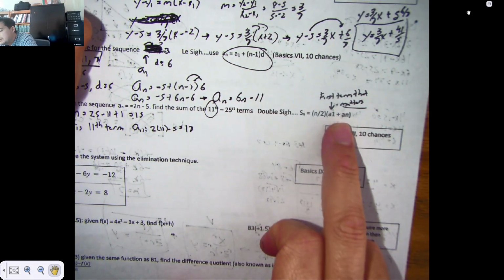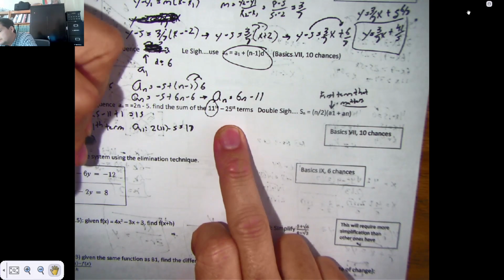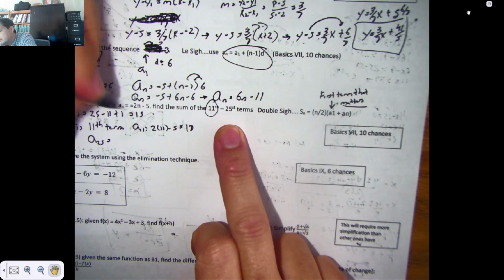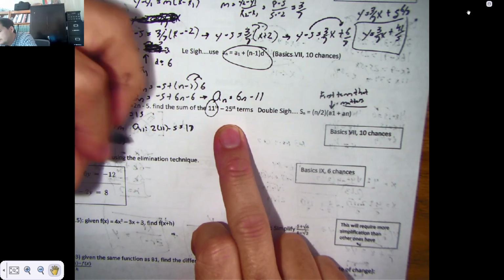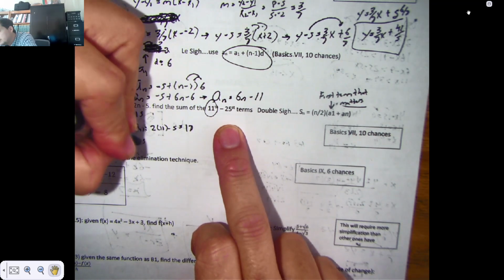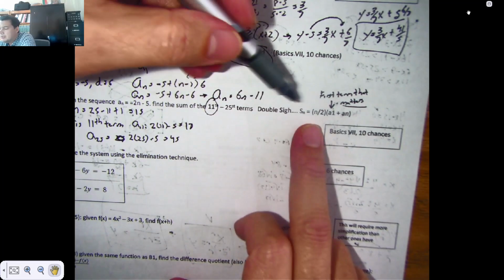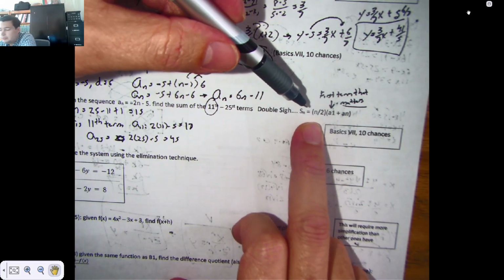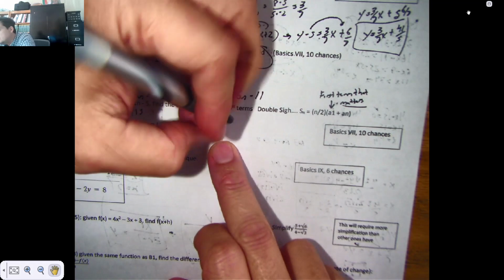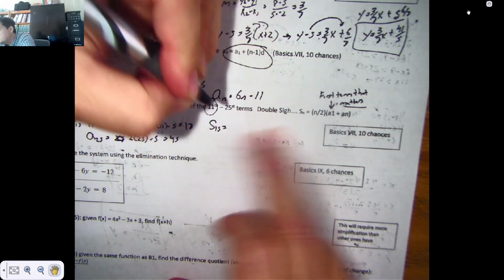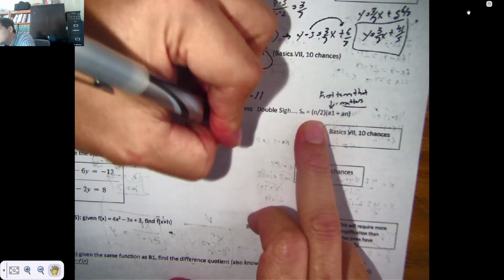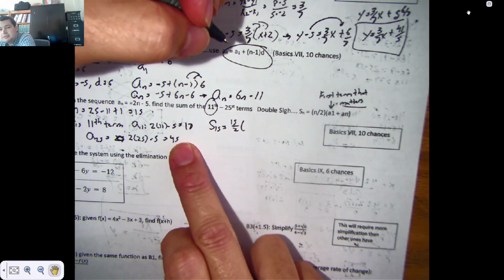Let's see here. The last term, a sub n, is the 25th term. So a sub 25 is 2 times 25 minus a 5, which is 45. I'm just going to plug all this stuff that I found right into my little formula. There are 15 things. It's the sum of 15 things. It's 15 over 2 times 17 plus 45.